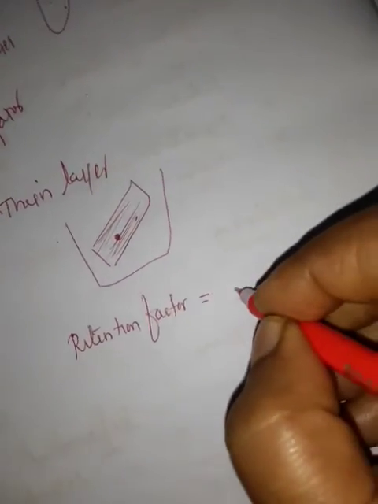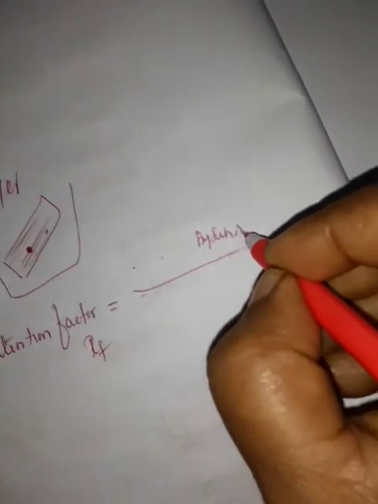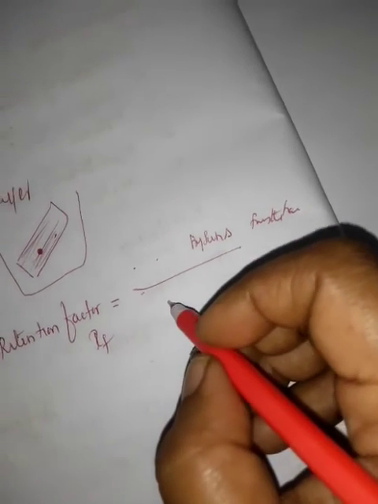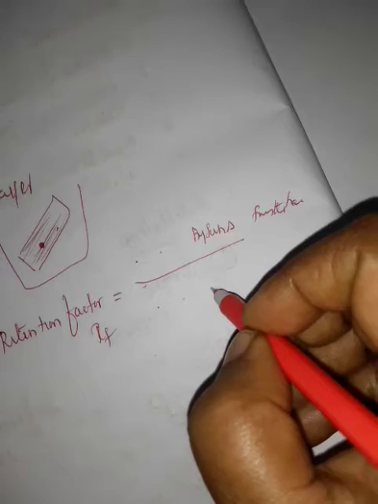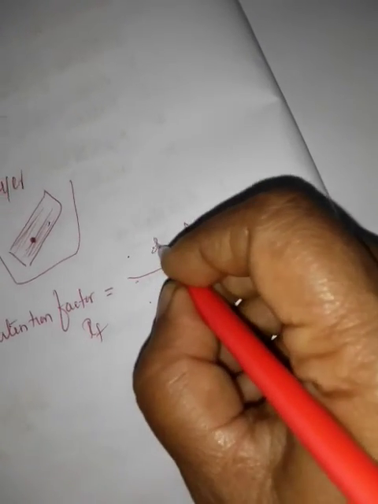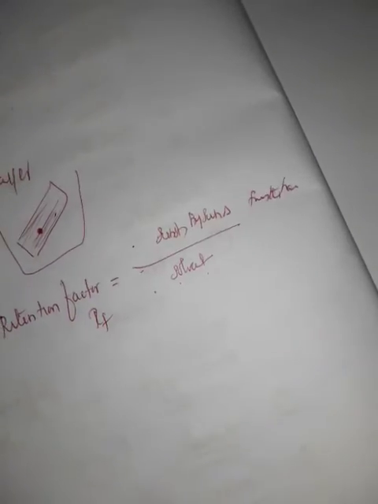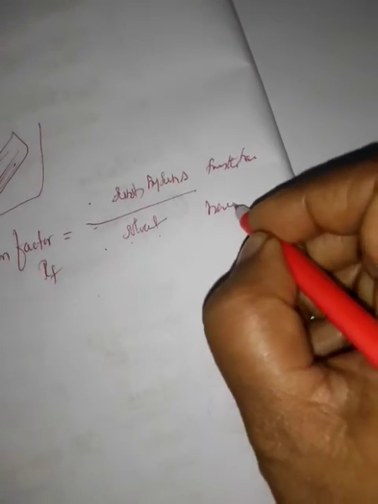So what is the retention factor? Retention factor, that is Rf, is equal to the distance moved by the substance from the baseline divided by the distance moved by the solvent from the baseline. Baseline means this is the baseline. Then after that, we measure how much distance the particles moved.